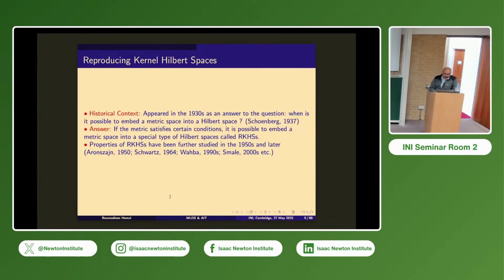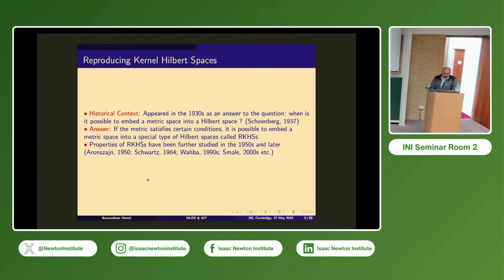So, RKHS appeared in the 1930s as an answer to the question: when is it possible to embed a metric space into Hilbert space? The answer at that time was that if the metric satisfies certain conditions, it's possible to embed a metric space into a special kind of Hilbert space called an RKHS.